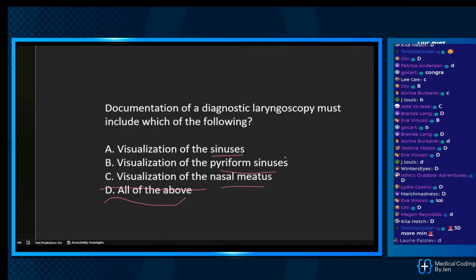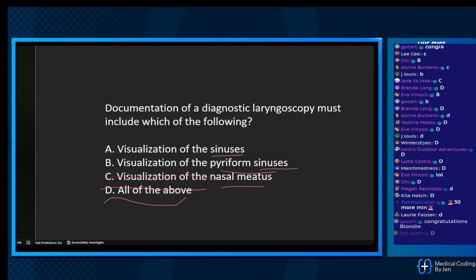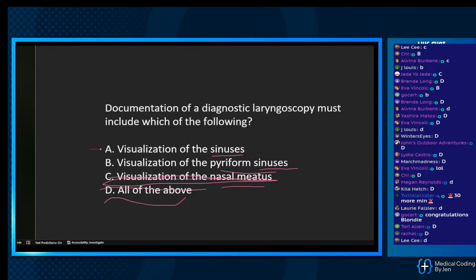So if you look for similarities, two of them have sinuses in them. The other one does not. So out of A or B, which one would it be?